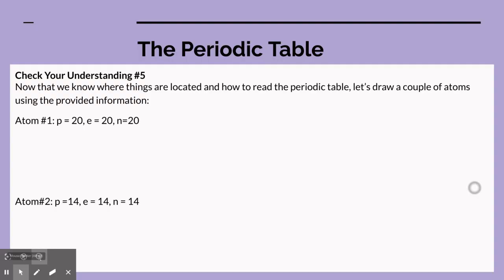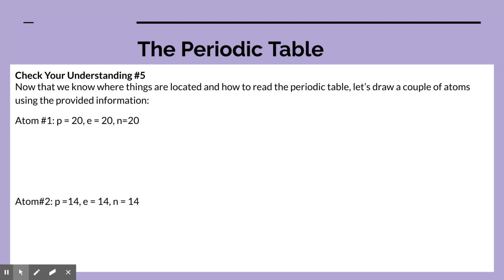Okay, good. And then the last one, number 5 here. Now that we know where things are located and how to read the periodic table, let's draw a couple of atoms using the provided information. So atom number 1 has 20 protons, 20 electrons, and 20 neutrons. Atom number 2 has 14 protons, 14 electrons, and 14 neutrons. So let's pause the video here, try to locate these on the periodic table, figure out who they are, and then draw them, similar to how we drew them in class the other day.